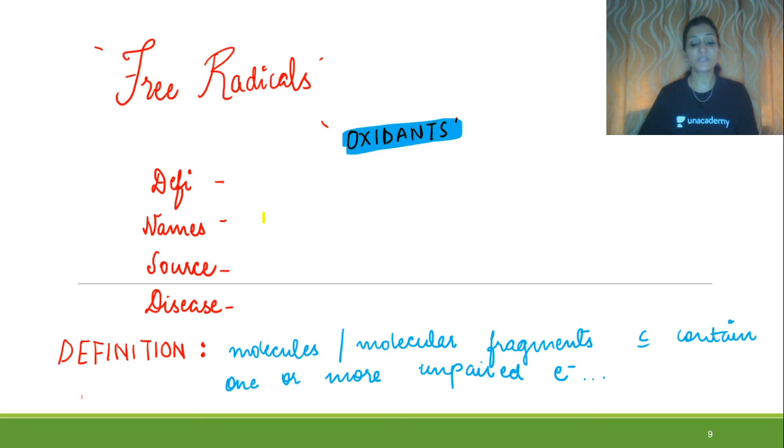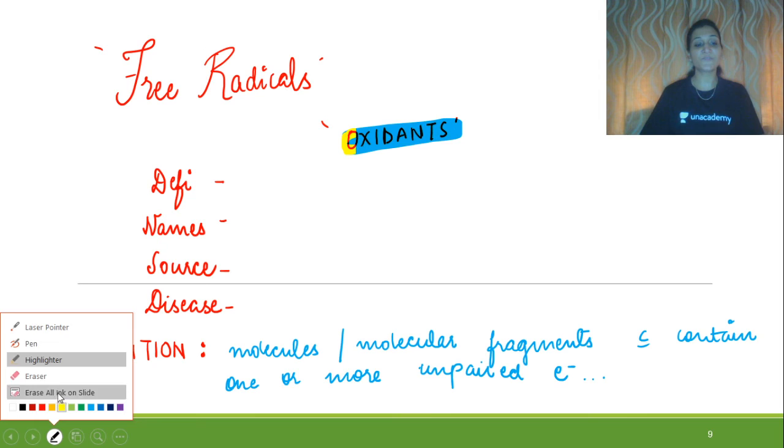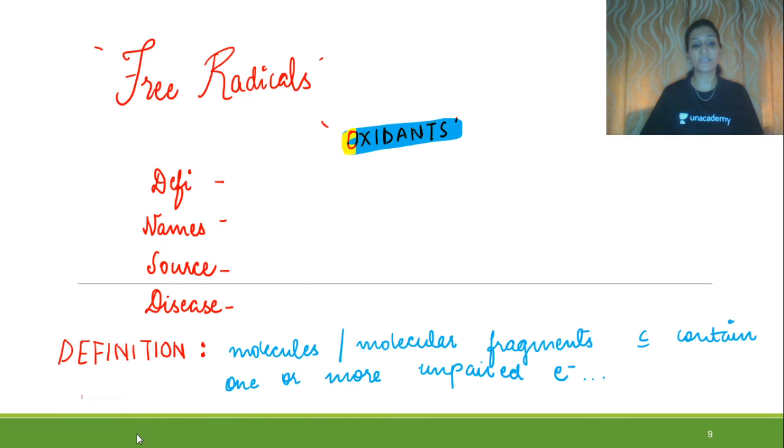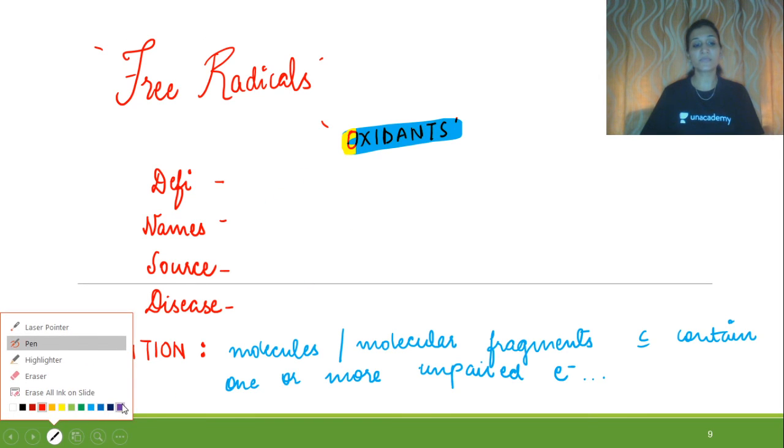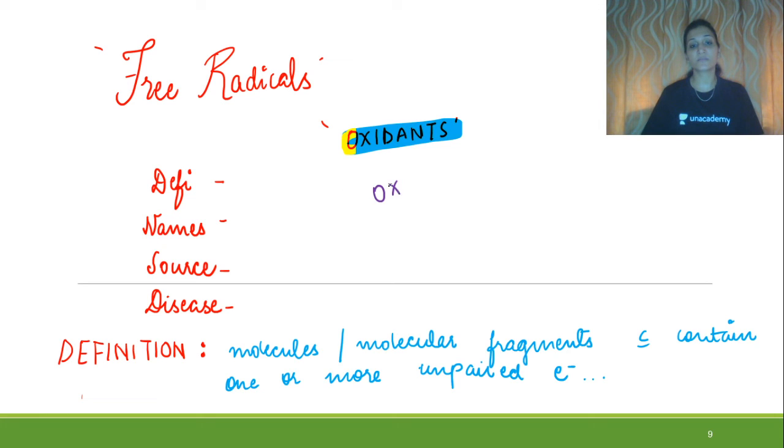Any chemical species with unpaired electron in their outermost orbit will be called a free radical or oxidant, right? Free radicals or oxidants are normally produced in our body through various mechanisms for various purposes. The reason for the production of these free radicals is oxidative stress.